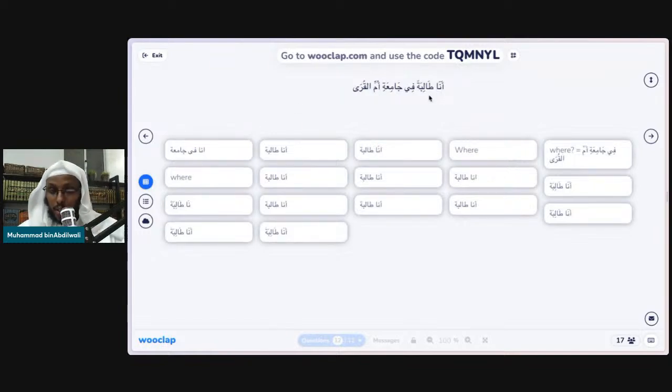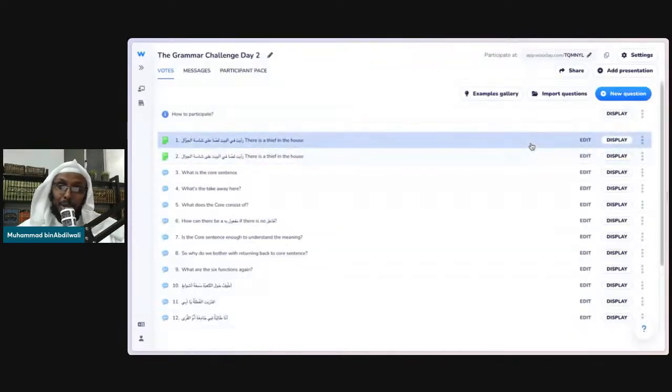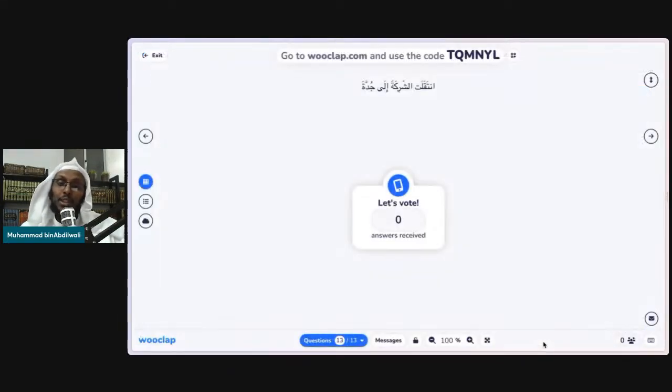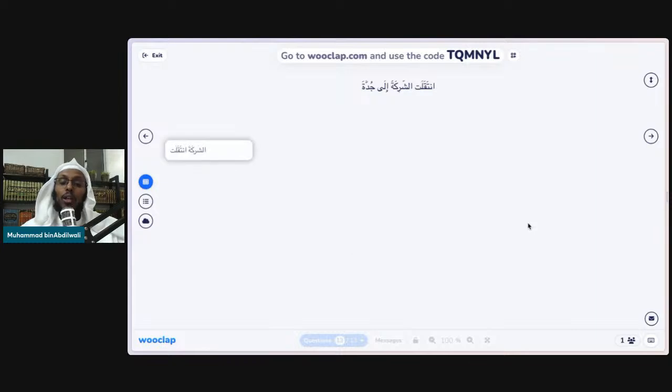Where is she a student at? That's extra detail, right? Because at the jamia, you can have a professor at the jamia. You can have the janitor at the jamia. Okay? She's not saying I'm at the university and that's it. لا. She's telling you what she actually is, her occupation, which is she's a student. Where? At القرى. That's extra info. طيب, انتقلت الشركة إلى جدة. الشركة انتقلت. نعم. الشركة انتقلت.